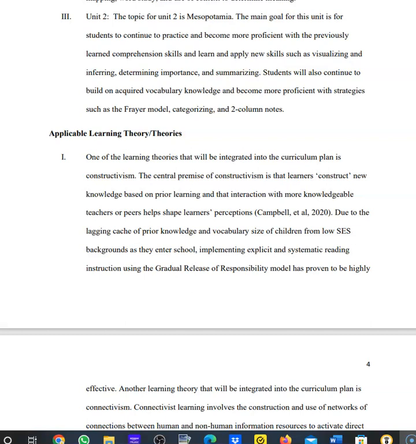So you could use any of those 3 and then still have cooperative learning as part of your strategies. Just wanted to make that known. Okay, first of all, she states what theory will be used, constructivism.